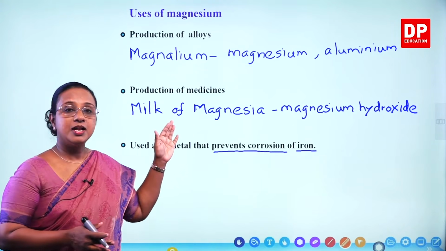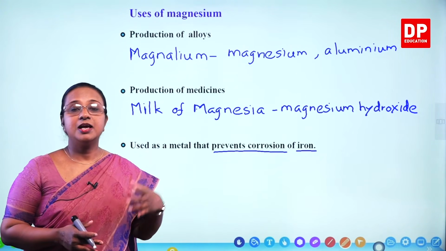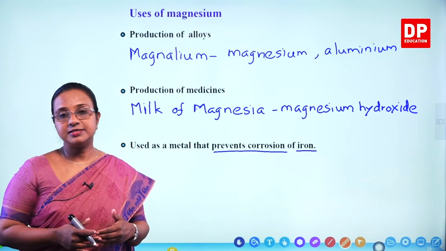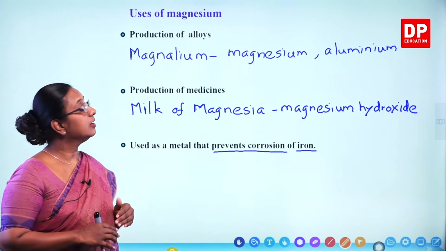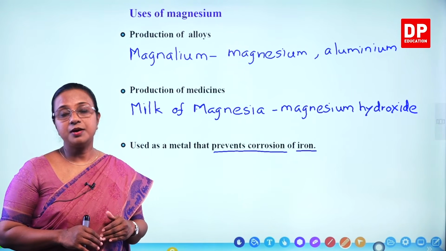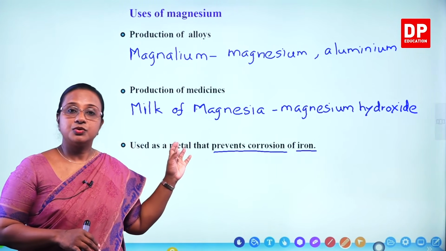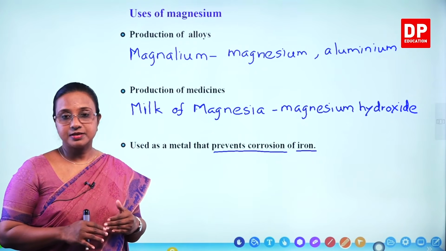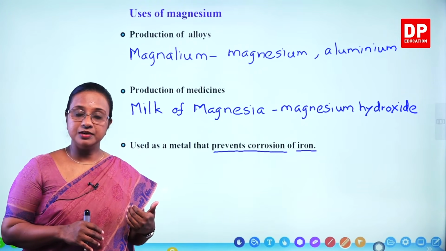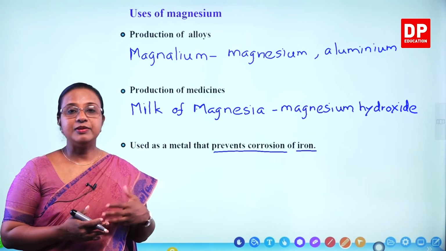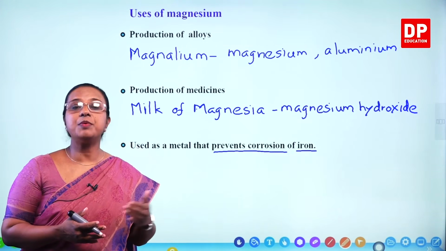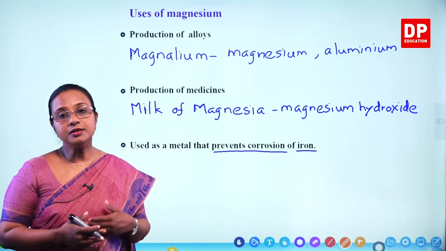So students, now we have discussed the properties of magnesium, chemical and physical properties, and the different uses of magnesium. So far we have discussed magnesium and sodium. They are two metals. Now we will look at a different type of elements, the non-metals.